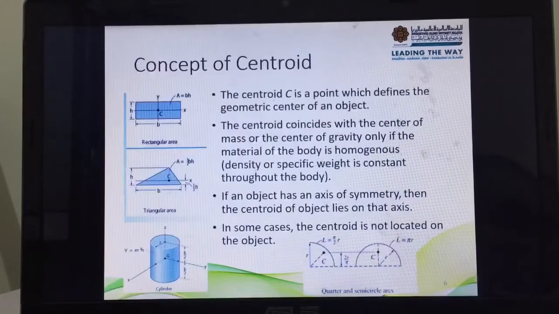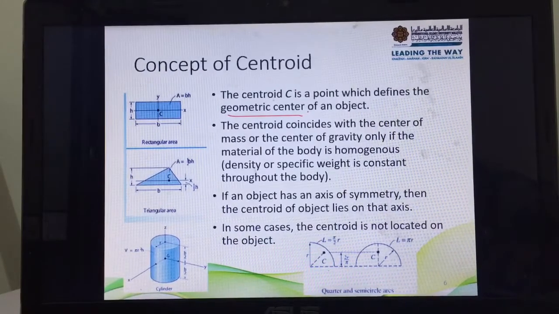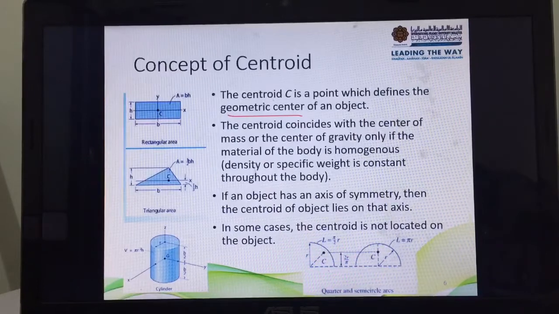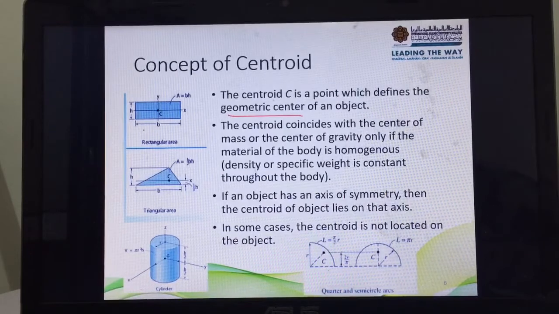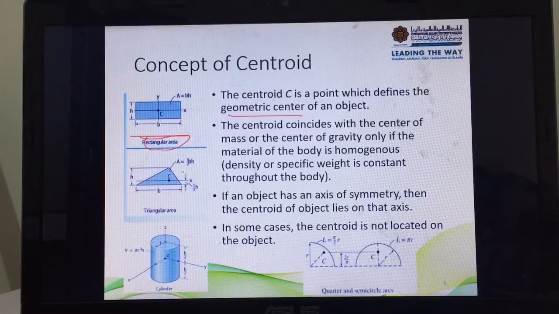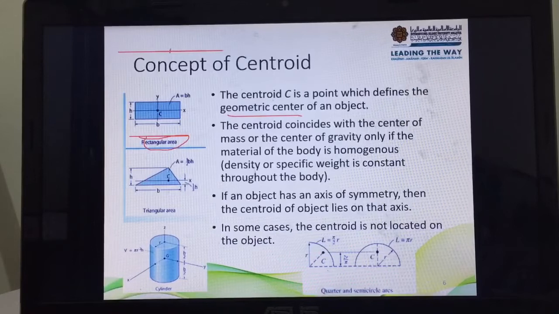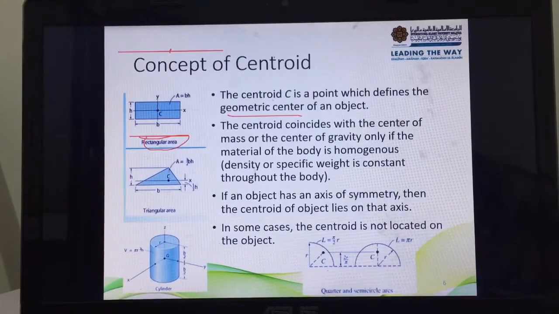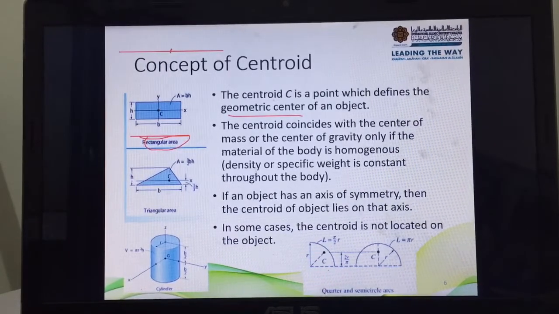Next we go to the concept of centroid. Centroid defines the geometric center of an object. Simply put, let's take some primitive shapes, like a rectangular area. The centroid will be in the middle. It is very straightforward, very simple. These primitive shapes are actually in your back cover or the appendix of your statics textbook, so you can check them out.